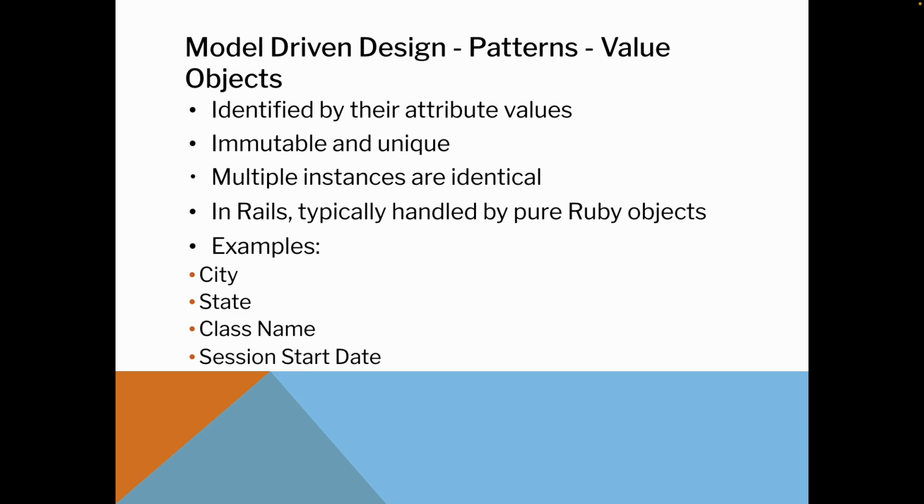Go ahead, you had a question? Yeah. Correct me if I'm wrong. Instead of saying it's a number, it has a meaning, and that meaning is the value object? Yes. That is what the first point is. They're identified by their attribute values. Their attribute values identify the meaning of those value objects.